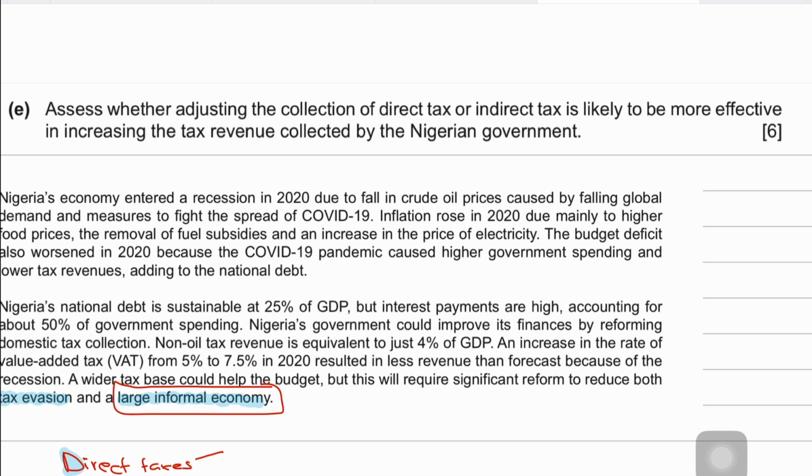Hence, you could end your answer by writing this line: policymakers need to carefully consider these factors when designing and implementing indirect tax policies if the objective is to increase tax revenue collection by the Nigerian government. Right, guys?